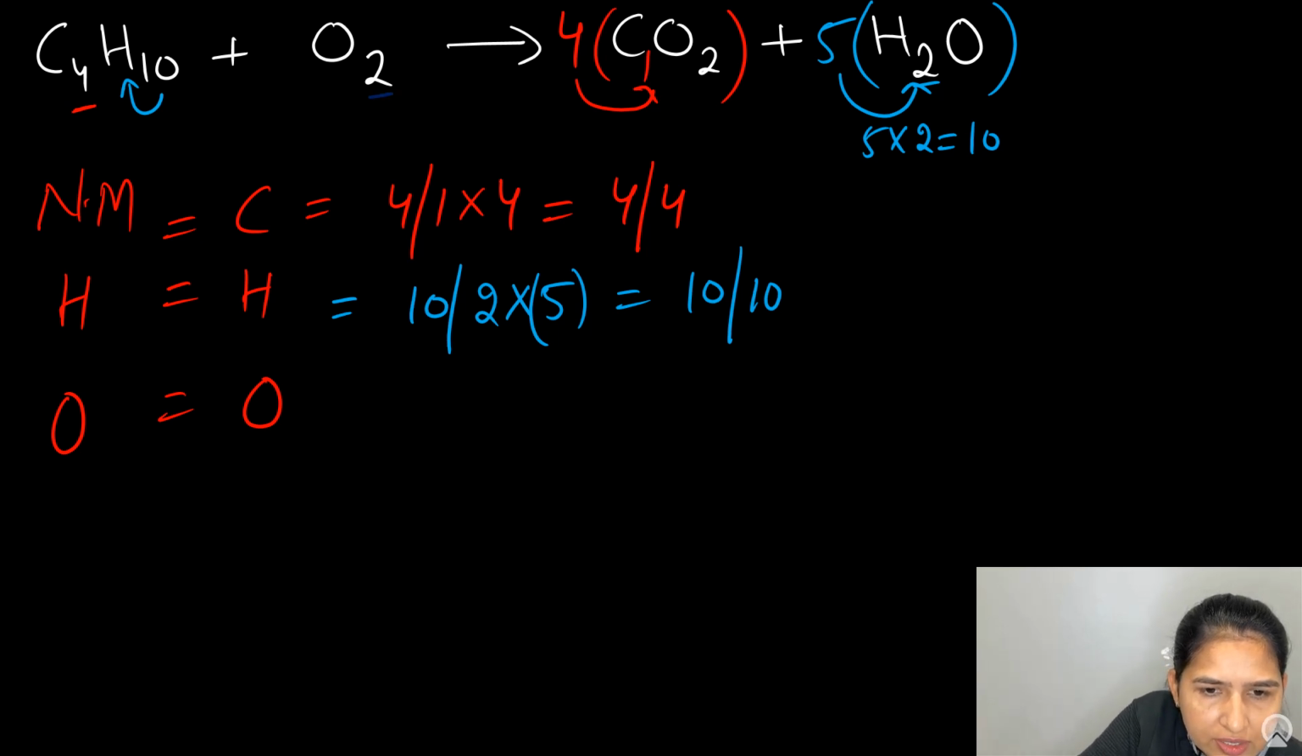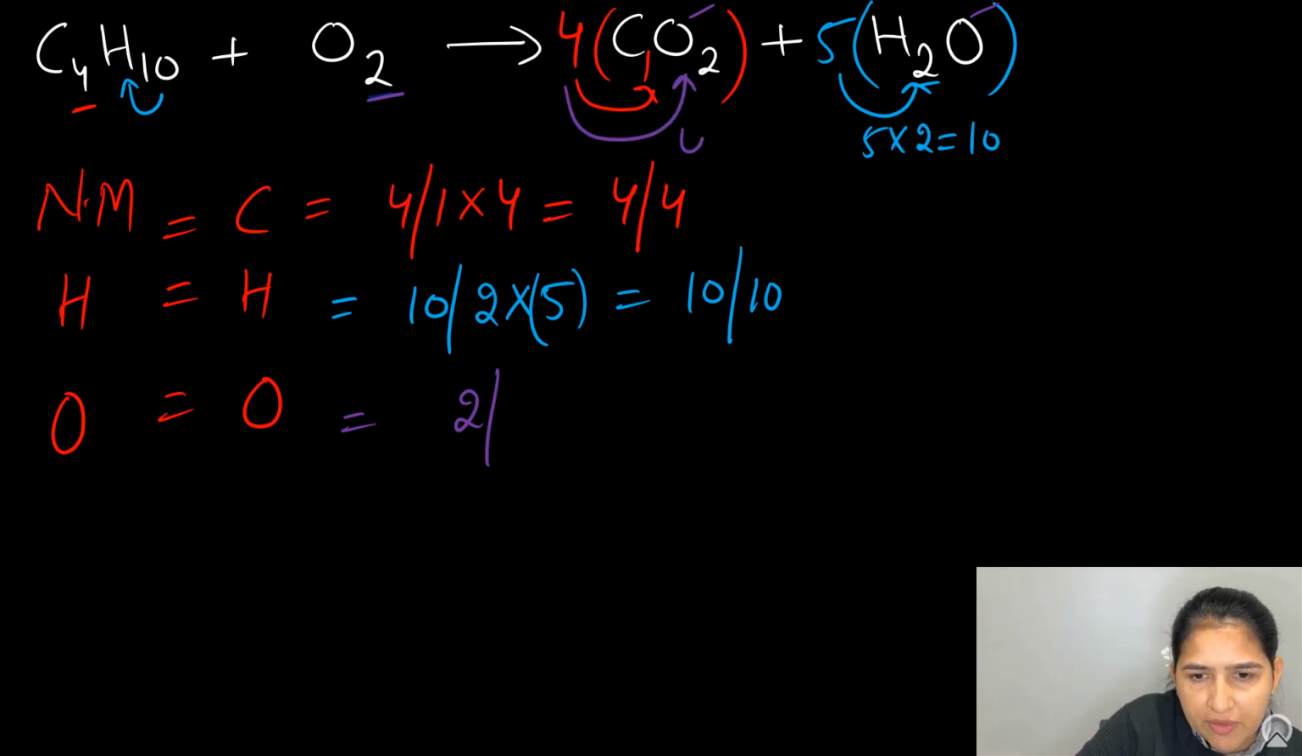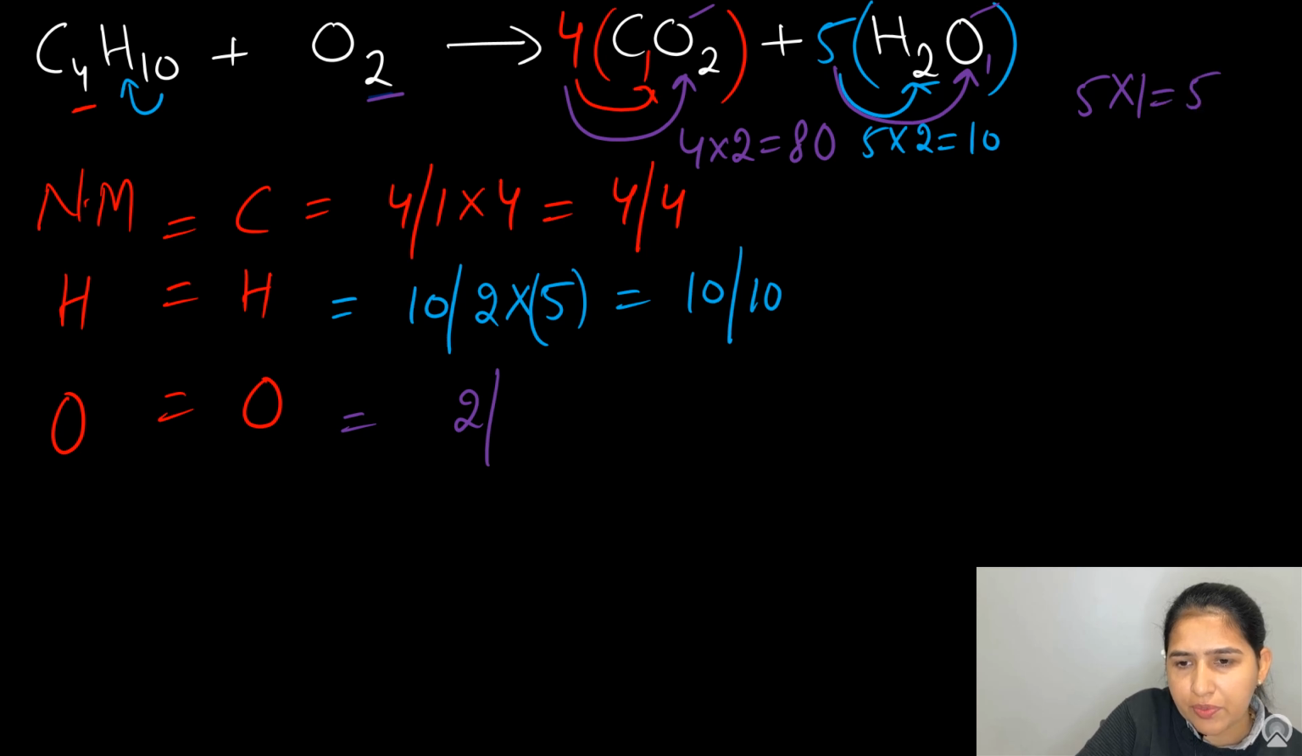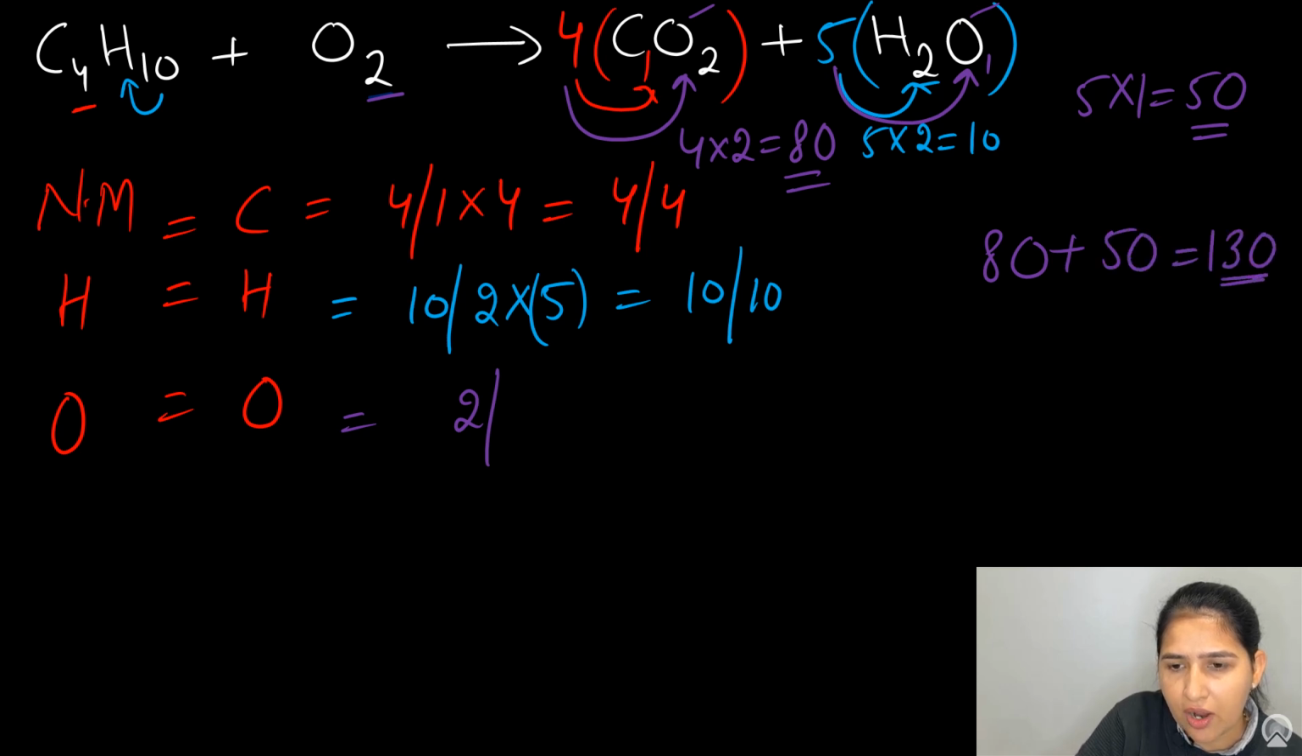For oxygen, I can see I am having 2 oxygen on the left hand side. While if you can see, you are having oxygen in both of the molecules. Now let's check it. Here I am having 4 times 2, that's going to be 8 oxygen. While here I am having 5 times 1, which is going to be 5 oxygen. So in total, I am going to have 8 oxygen plus 5 oxygen, which is giving me 13 oxygen.